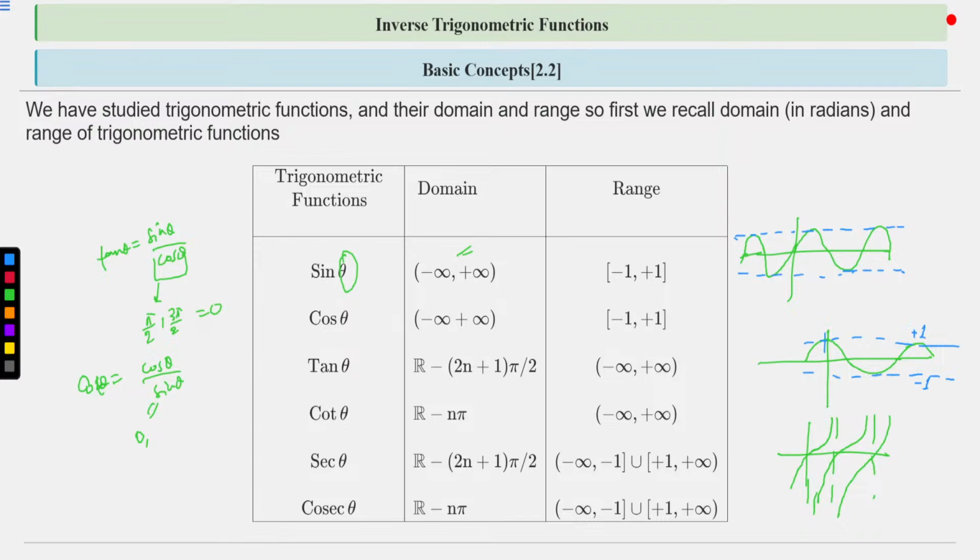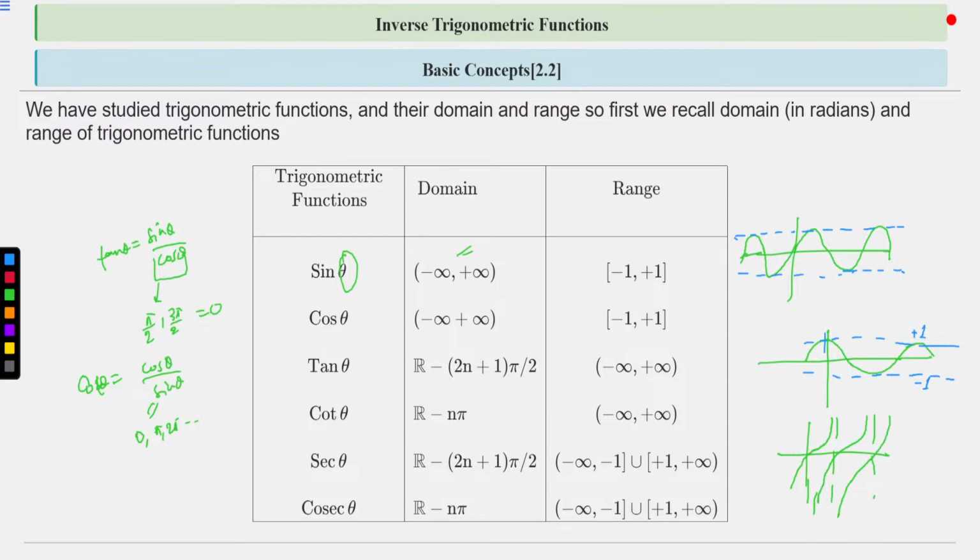So for cot theta, it is cos theta upon sin theta, right? And sin theta will be 0 when theta is 0, pi, 2 pi, like that, right? So the value of cot theta will not be defined. Therefore, we can say that the domain of cot theta is all real values except multiples of pi, right? And the range of cot theta will be minus infinity to infinity.